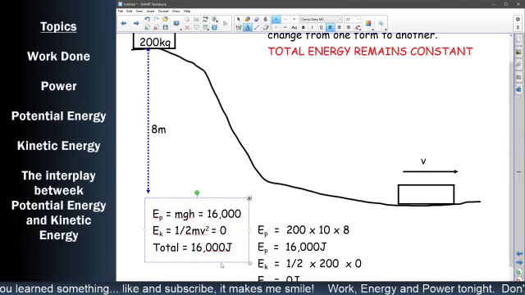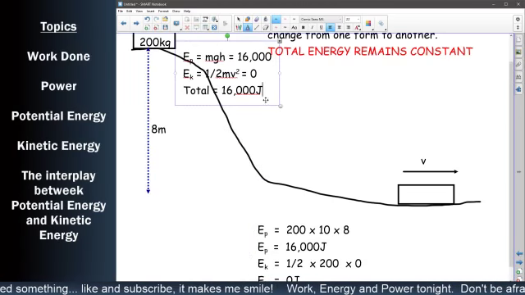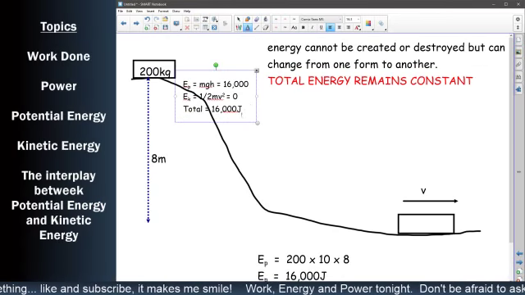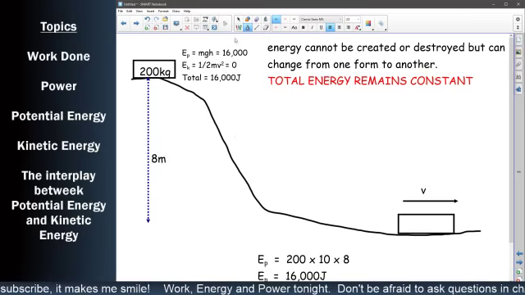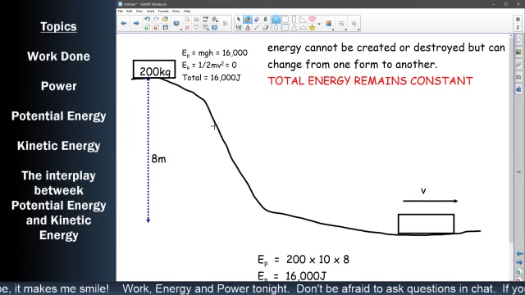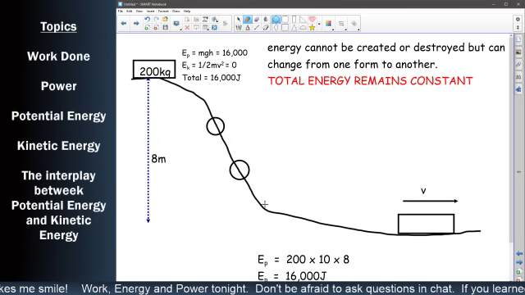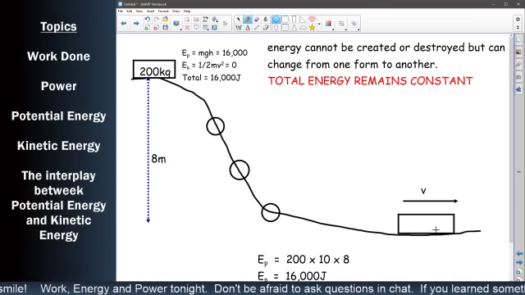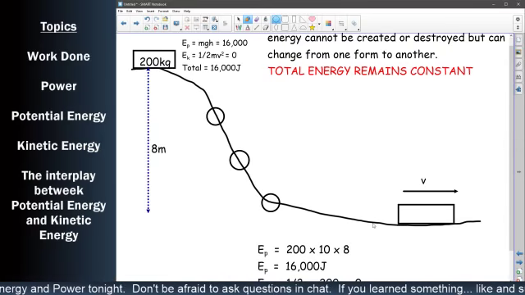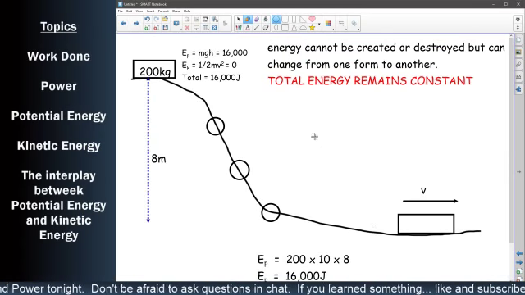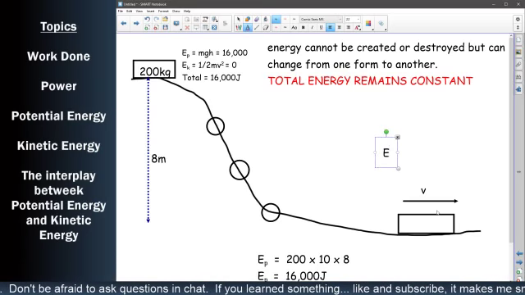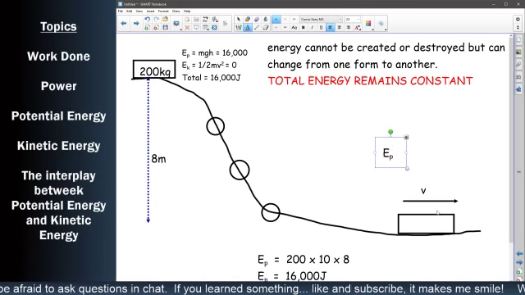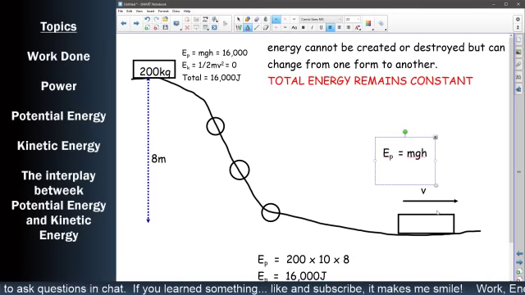Now this is critical. If we don't have energy losses anywhere else in this system, we're not losing heat or anything like that to friction, then no matter where I do this calculation, be it here or here or here, or actually where we want the answer here, the total amount of energy of that system is going to be 16,000 joules. So the way to approach this sensibly is to then come across to here and do EP equals mgh, the exact same thing that we did at the top.